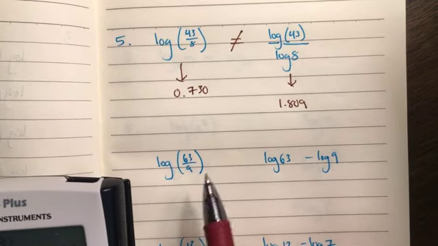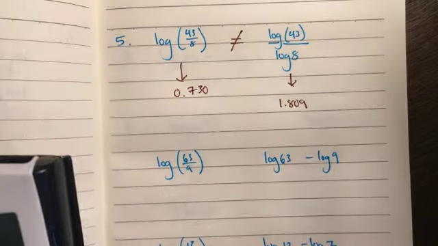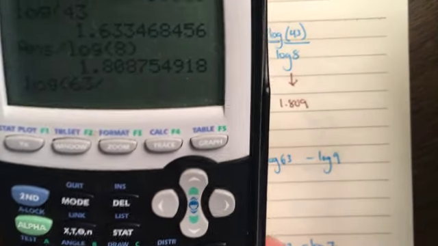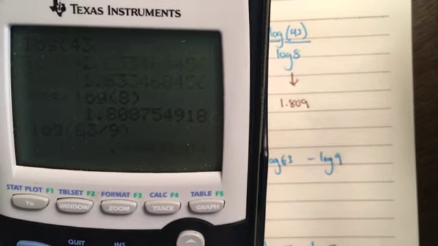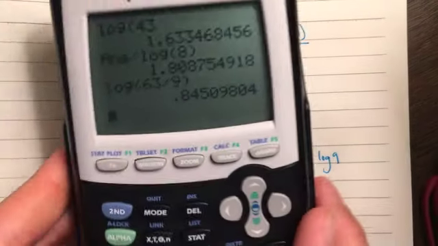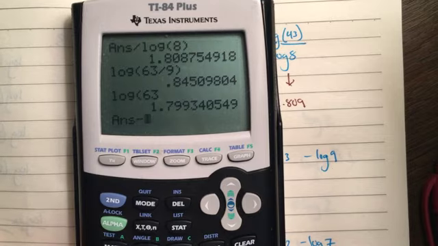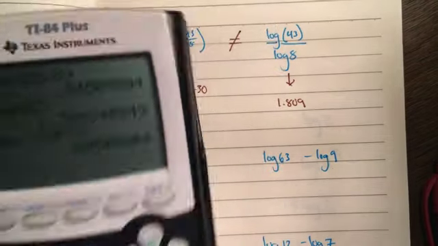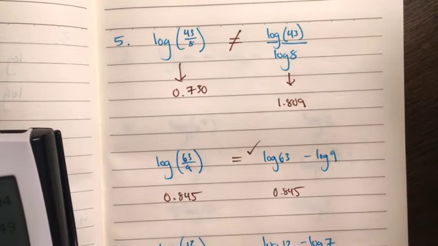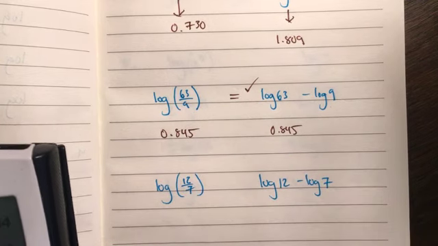So let's see if it has a property kind of like the previous one, where a quotient might be subtraction. And you might guess that this is true. So first of all, let's find the log of 63 divided by 9. And that will give us 0.845. Now let's find log of 63 and subtract log of 9. What do you know? 0.845. So these are equal. Interesting. Okay, looks like the logarithm of the quotient may be equal to the difference of the two logs.